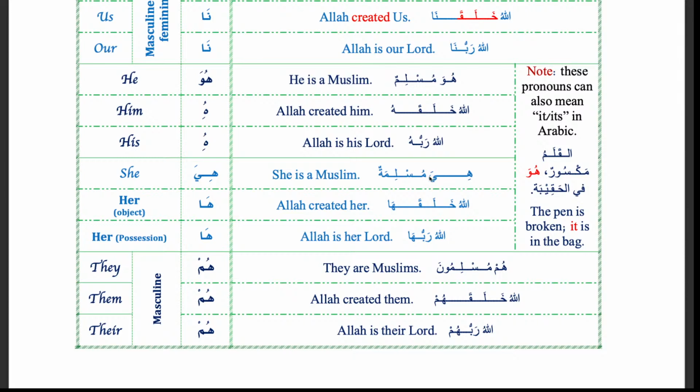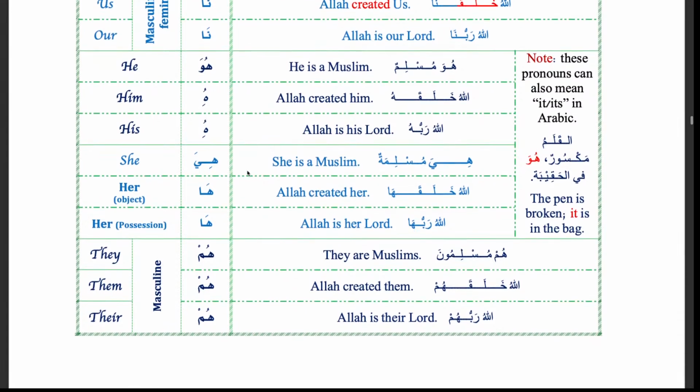Hiya muslimatun, she is a Muslim. Allahu khalaqaha, Allah created her. Allahu rabbuha, Allah is her Lord. All right, you have ha and ha. Hum muslimun, they are Muslims. Allahu khalaqahum, Allah created them. Allahu rabbuhum, Allah is their Lord. Right? Now here, all of them, same thing. Hum. Right? But it's a different type of hum, but it is the same thing.